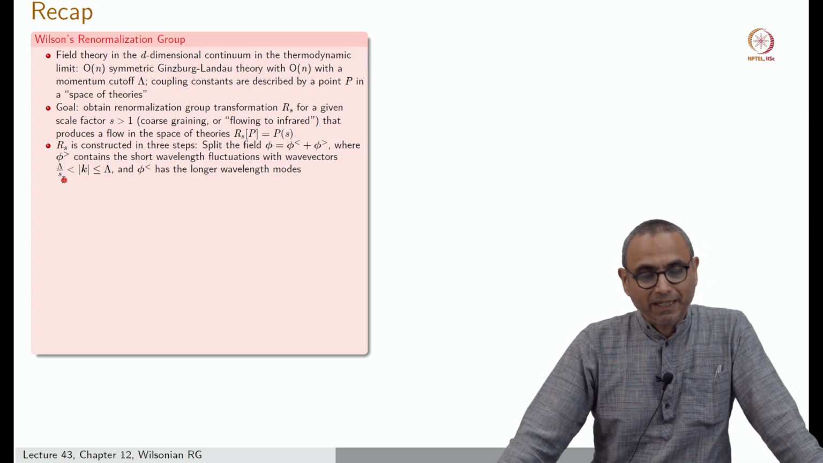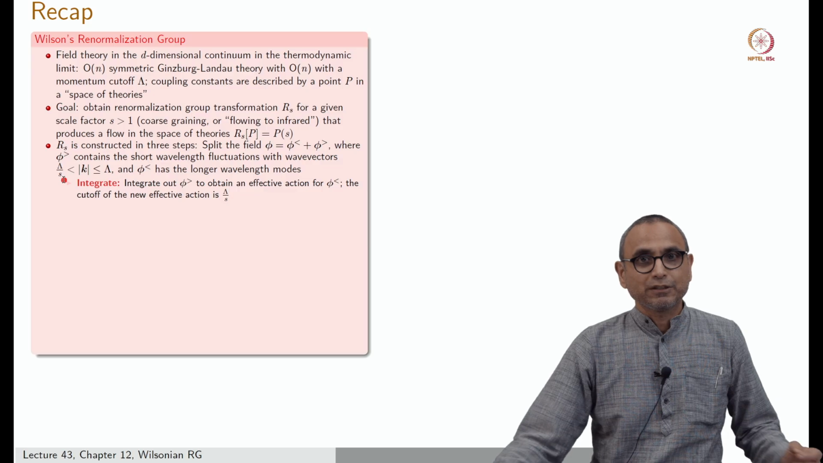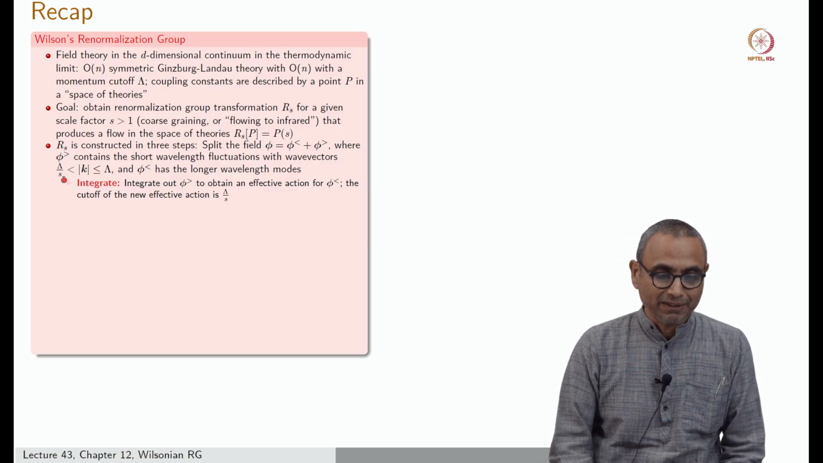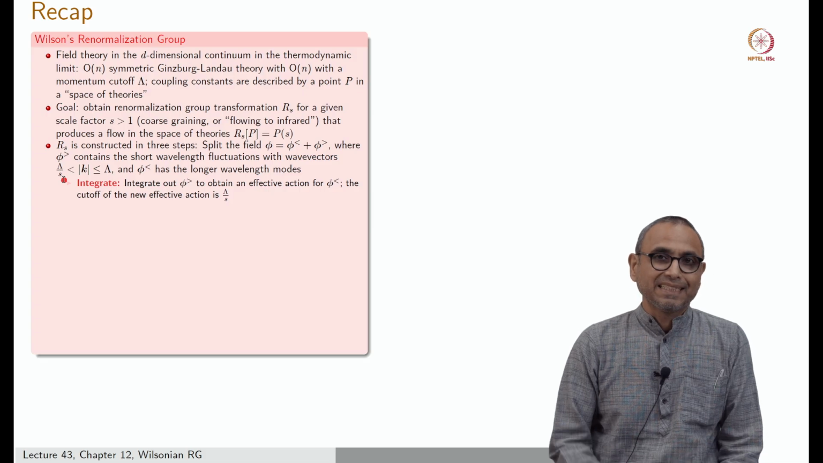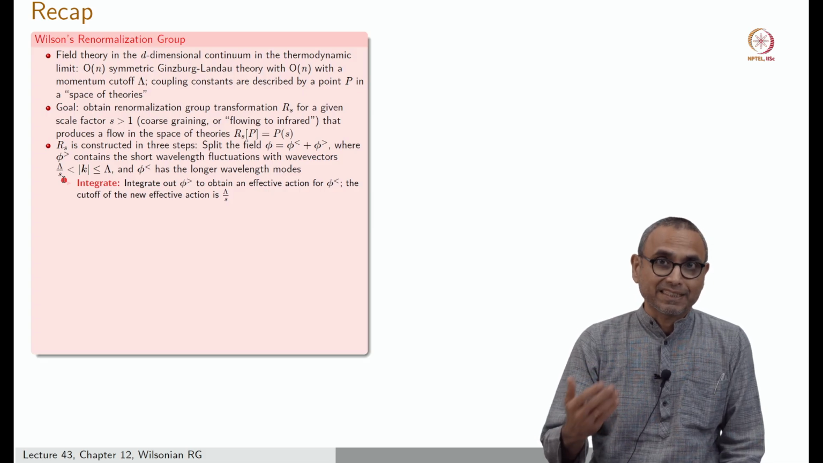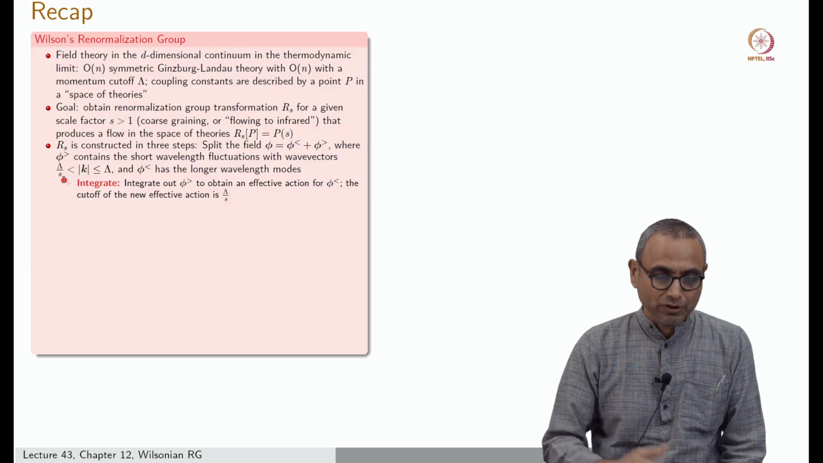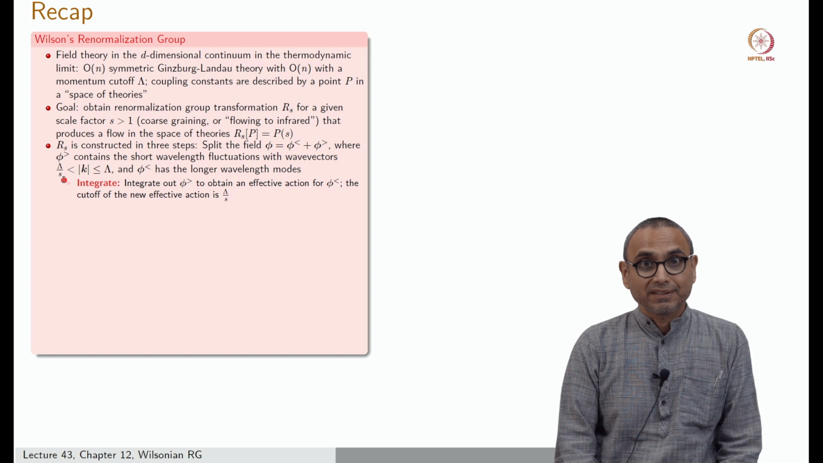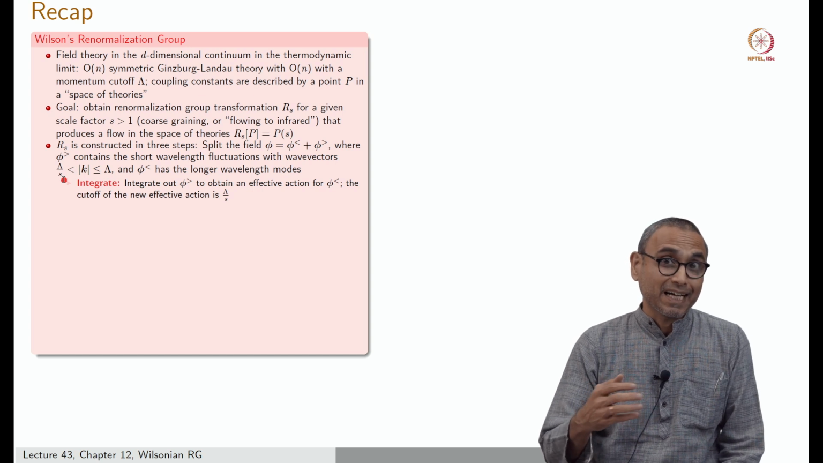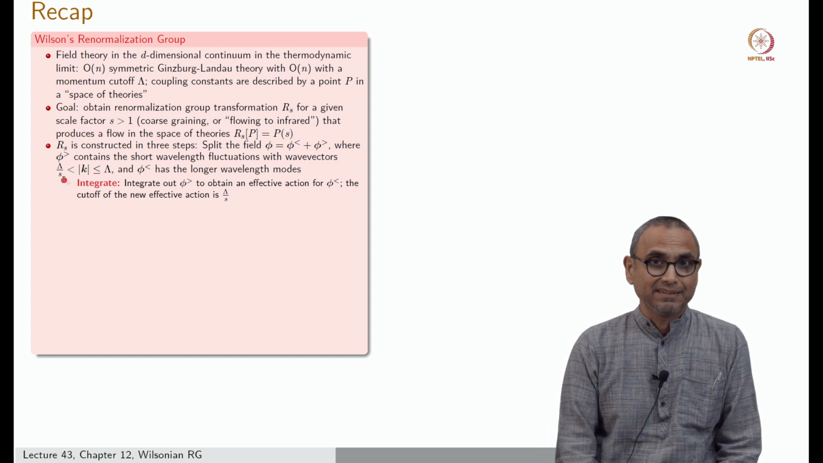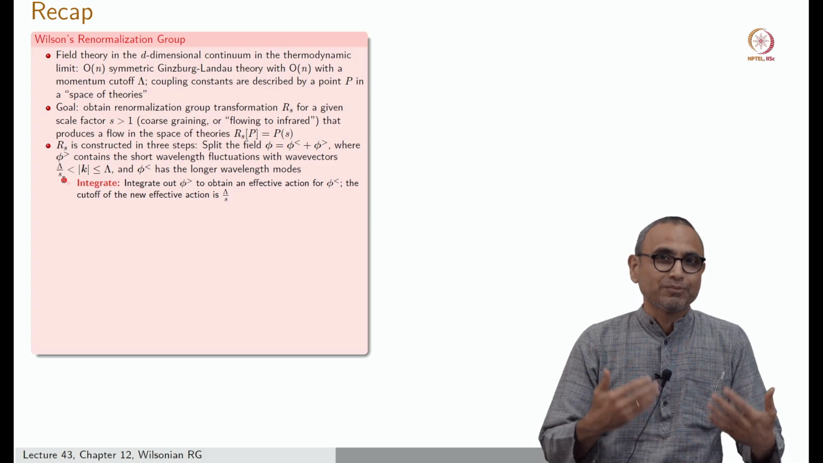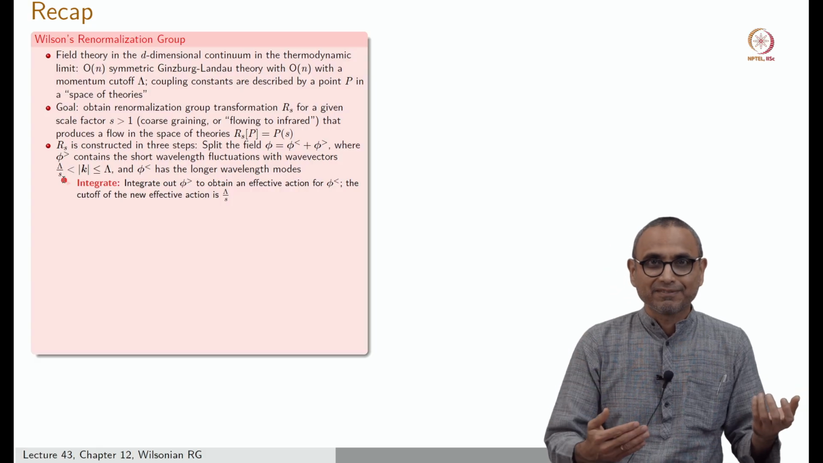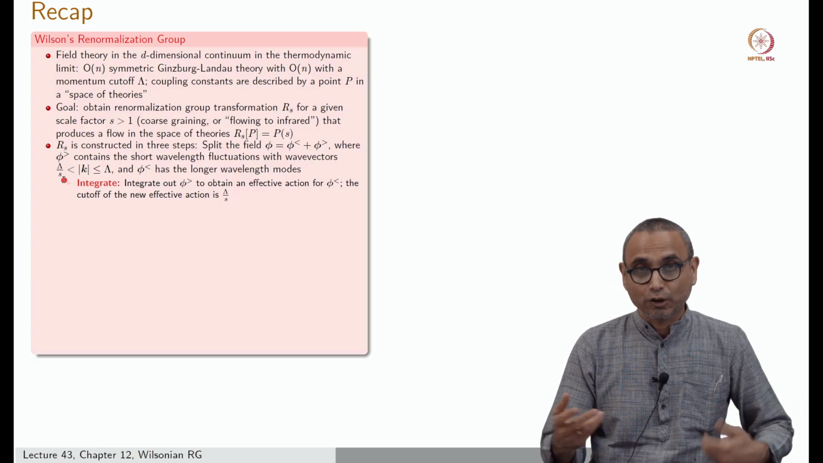So once you do the splitting, the first step is to integrate out the short wavelength modes, namely the phi greater than modes, and this will generate for you an effective action for the phi less than modes. This effective action for phi less than modes is now defined with a cutoff which is lambda by s. So if you want to now think about comparing two theories, you cannot compare the original theory with this one because your cutoff has changed.